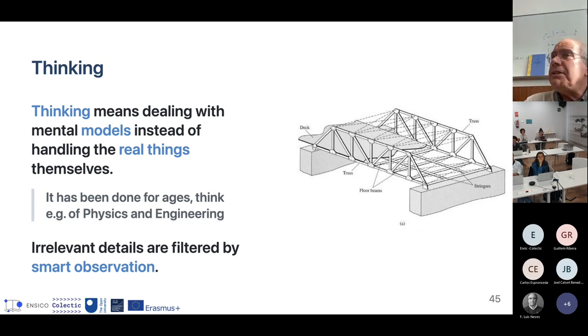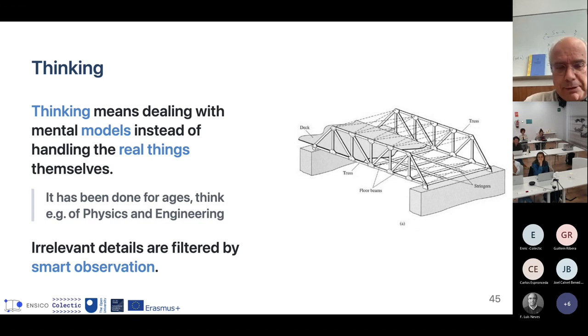For instance, instead of handling the object physically, we may start drawing, on a sheet of paper, our view of the object, and that's thinking, because the physical object is not present. And this modeling of reality is very, very old, and it's been done for ages in all fields of human activity, in particular physics, engineering, and biology.